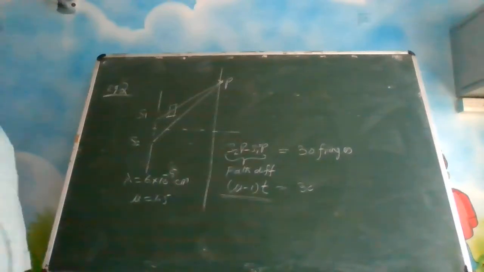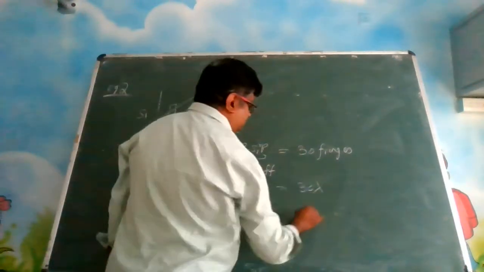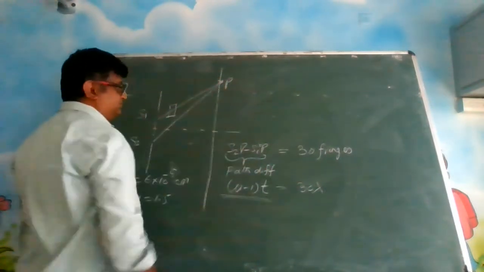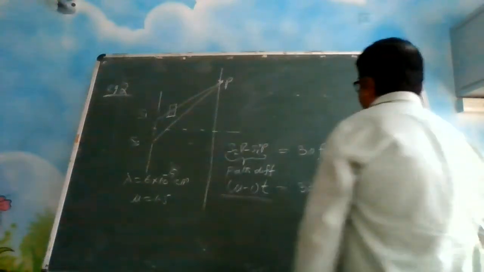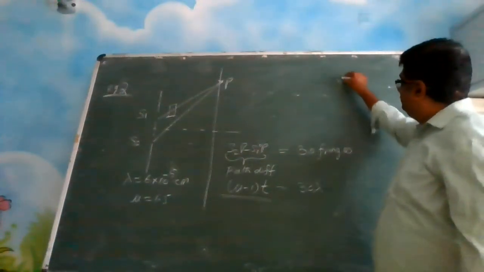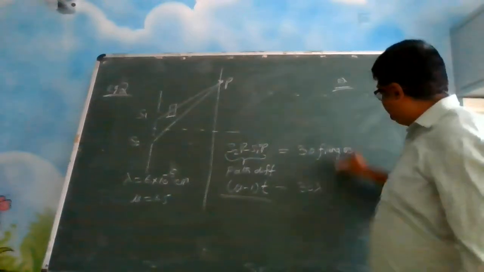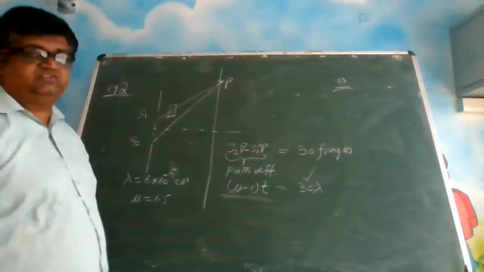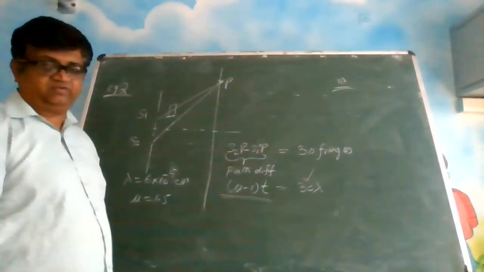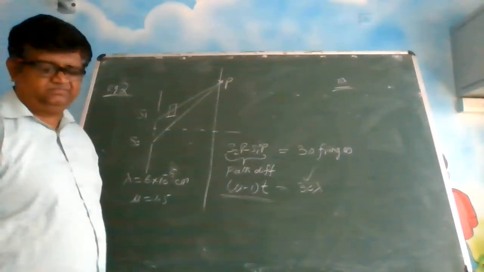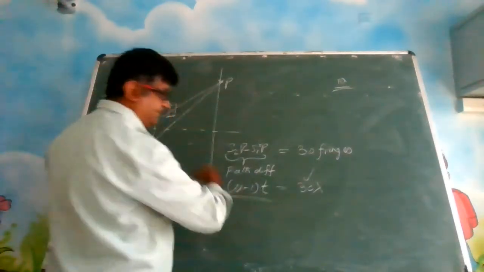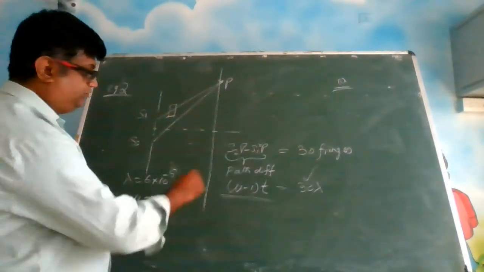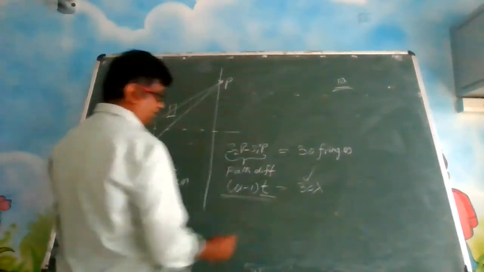You have to write what the fringe is. It is 30 lambda. We write the path difference in terms of n lambda, as I told you. The n value is given in the question as 30. The n lambda condition is for bright interference, the maximum. So this much path difference is extra, and it got shifted by 30 lambda. If you equate these two, you can find the value of T.